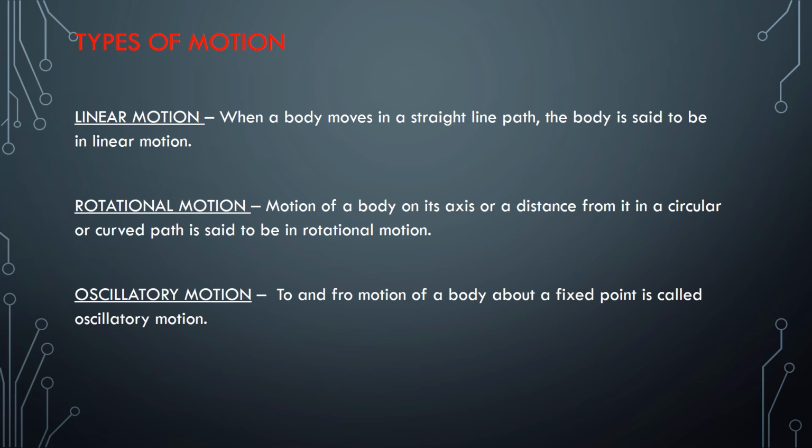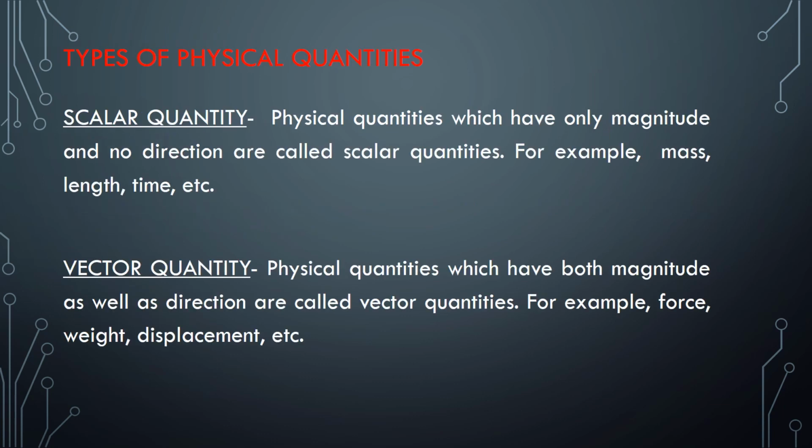For example, the strings of a guitar or a simple pendulum. Now, before moving further, let us first discuss the two basic types of physical quantities. They can be differentiated into scalar and vector quantity. The quantities which have only magnitude, that means they are only going to give the values, are said to be scalar quantities. For example, length of a cloth.